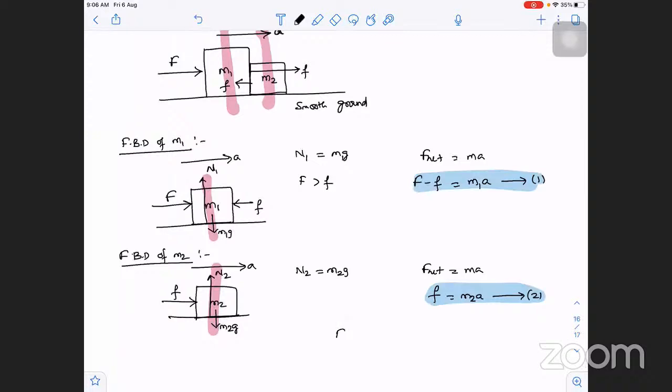So I can write down F minus f is equal to M1A, and f is equal to M2A. If I add these two equations, minus f and f will cancel out. We'll get F only, which is equal to M1A plus M2A, with A in common, so (M1 plus M2) into A. That implies the acceleration value is F by M1 plus M2.